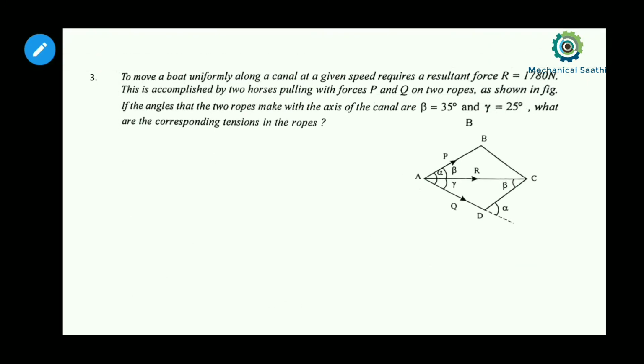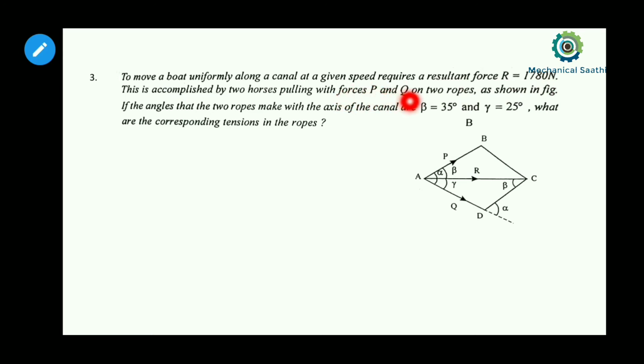Here it says that to move a boat uniformly along a canal at a given speed requires a resultant force of R. So here the resultant force is given, and this is accomplished by two horses pulling with forces P and Q on two ropes. It is quite similar to the previous case, but here R is given. In the previous case we were given P and Q, but in this case the resultant is given, and we need to find the values of P and Q.